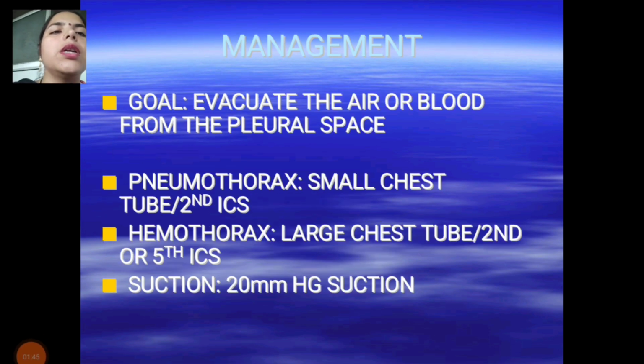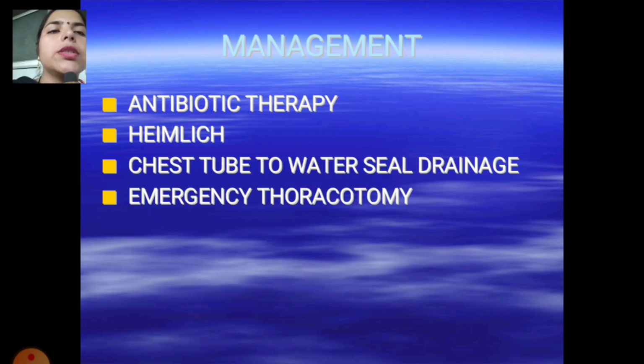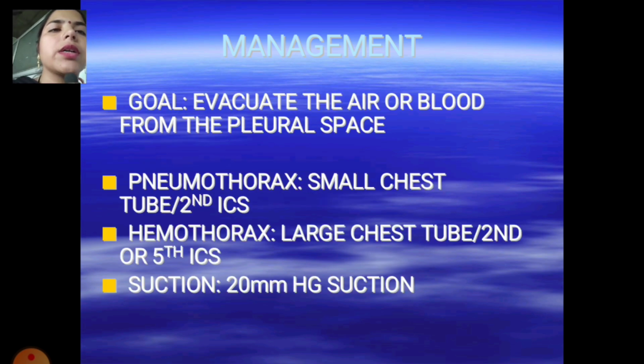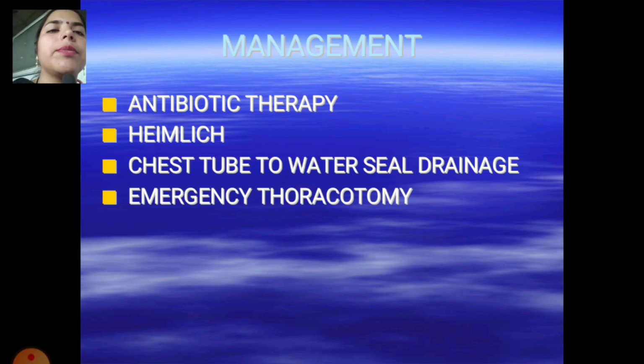Management: the goal is to evacuate the air or blood from the pleural space. For pneumothorax, a small chest tube at the second ICS. For hemothorax, a large chest tube, with 20 mm Hg suction, antibiotic therapy, and a Heimlich chest tube valve to water seal drainage. In an emergency, thoracotomy.